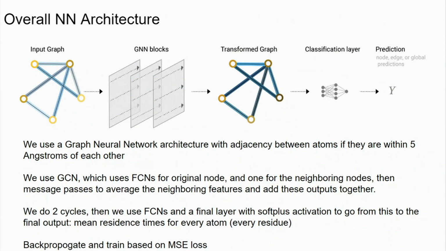For the overall architecture, we use a GCN with 2 cycles. Each cycle has a fully connected layer for the node, and then a layer for the neighboring nodes, which takes the neighboring node features on average. After that, we have fully connected layers going from these features down to the final output, which is the mean residence time for the ions. And we're using mean square error loss.